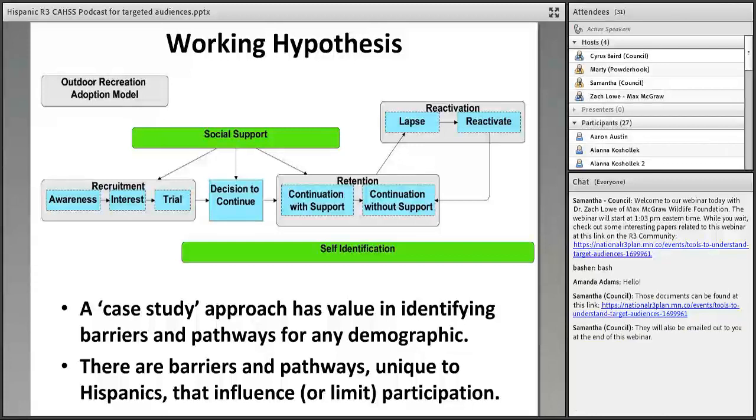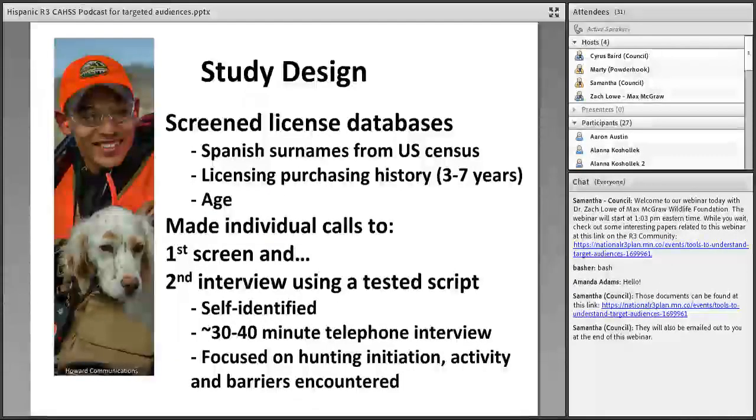And from that, we started with the framework of the adoption model, with the idea of not only identifying barriers, but also identifying what influences this particular group's participation, right? So are there things that are unique to this particular demographic? The demographic we reached out to on this were Hispanic hunters, and we specifically wanted to look at Hispanic hunters that were successfully recruited and retained.